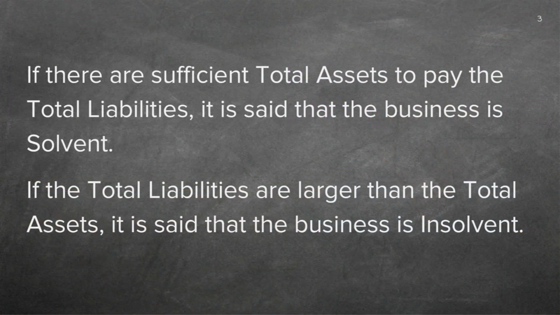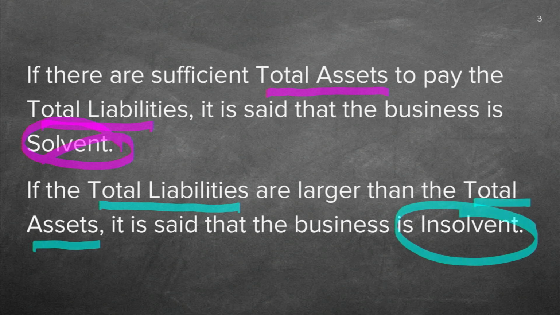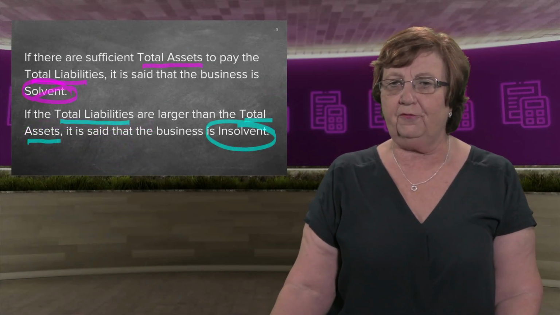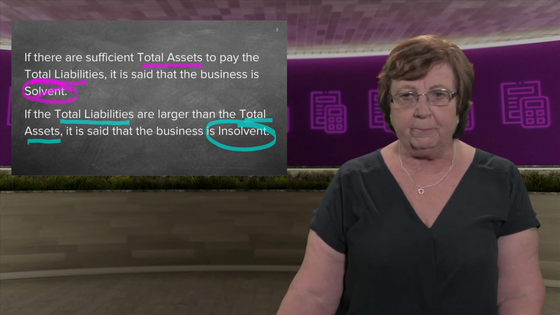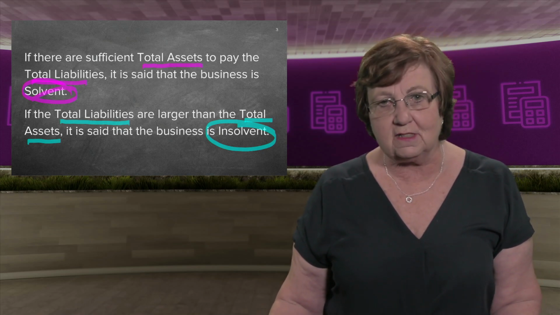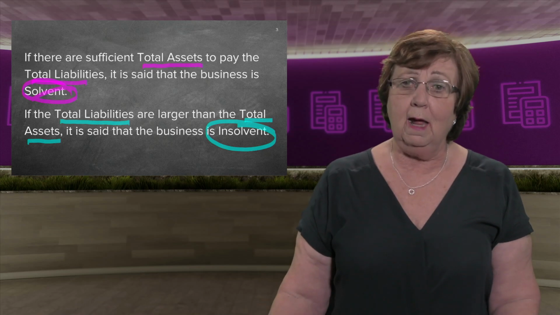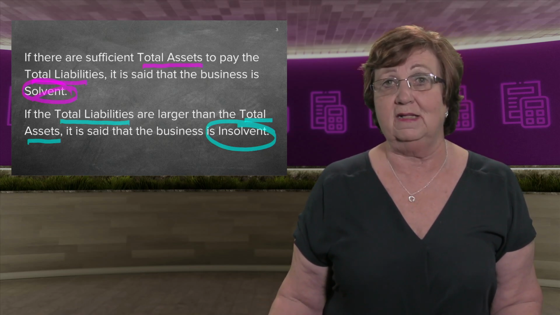So if there are sufficient total assets to pay the total liabilities, we say that the business is solvent. However, if the total liabilities are larger than the total assets, it is said that the business is insolvent. So there you can see the difference between solvency and insolvency. Insolvency is not the situation that we would like to be in, because it means that we are in debt.